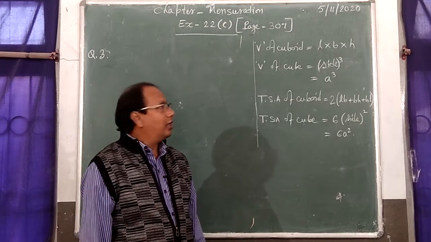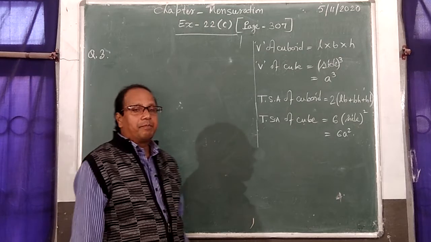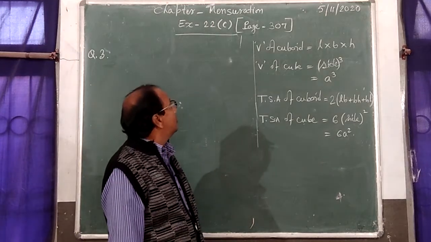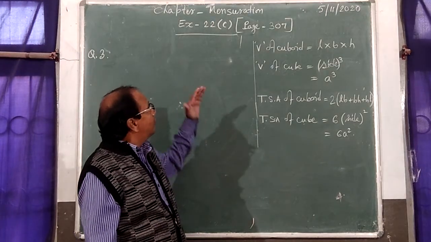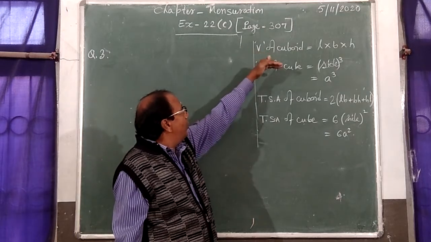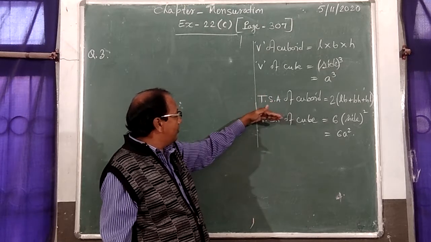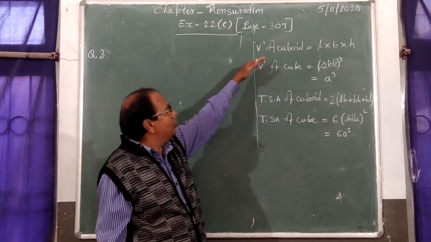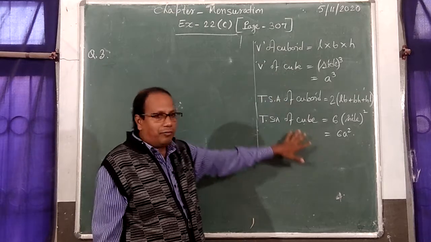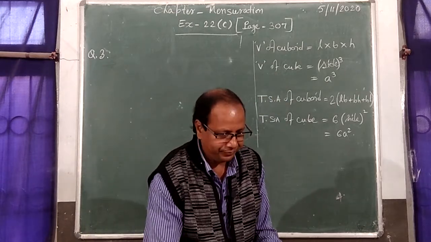So we are going to start a new chapter, exercise 22C, page number 309. In this exercise, we will be using again the volume of cuboid, volume of cube, total surface area of cuboid, and total surface area of cube. I am very sure you all know all these formulas, right? So let me start without wasting the time.